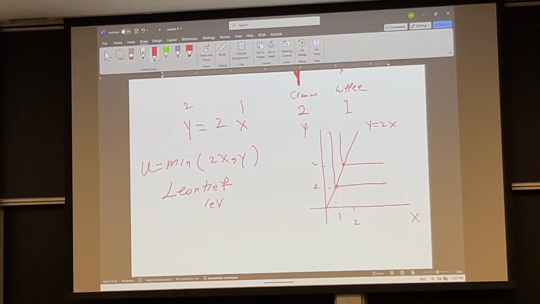Could you please draw the curve for the first part? Which part? Roman 1.